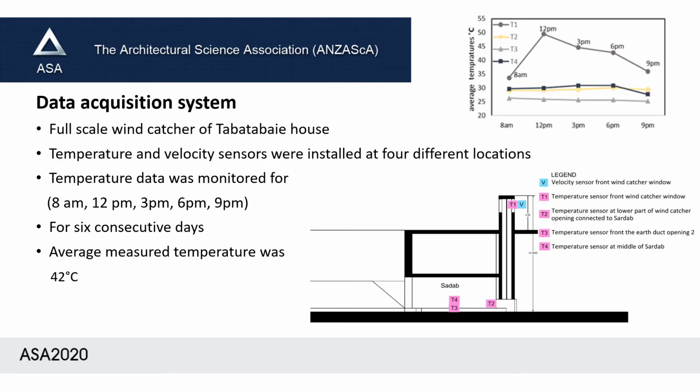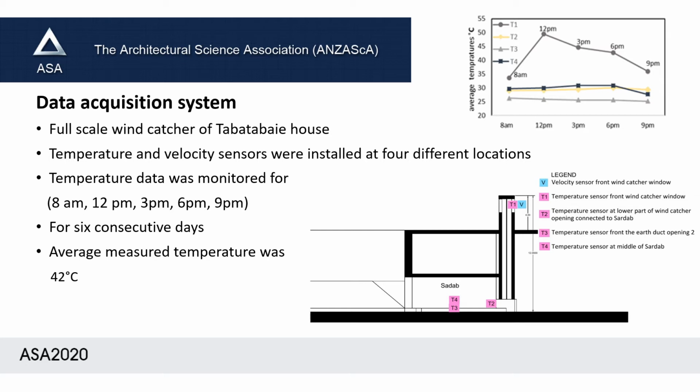To monitor the thermal behavior of the wind catcher on hot and severe days in the month of July, 4 temperature sensors were installed at different locations in the wind catcher system. T1 was located to measure the ambient air temperature and has the same height as the air velocity sensor. T2 is located for measuring the air temperature at the lower part of the wind catcher where it is directly connected to the Sardab space.